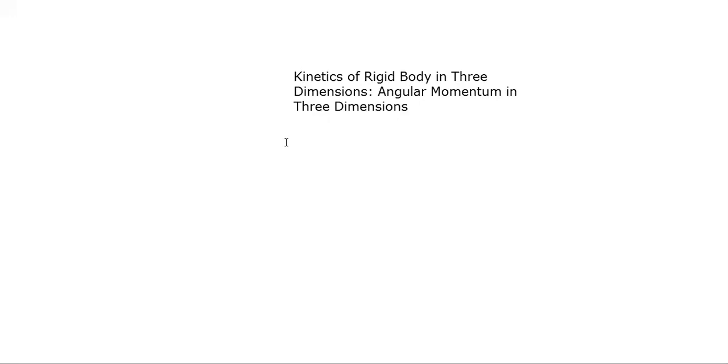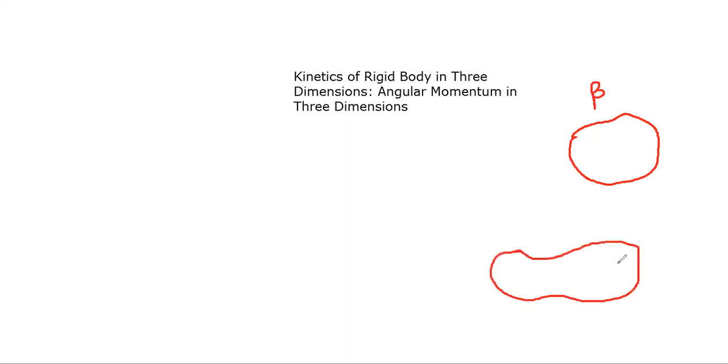So we begin our journey of kinetics of rigid bodies in 3 dimensions by first of all understanding the angular momentum of a rigid body in 3 dimensions. As far as the angular momentum of rigid bodies is concerned, assume that we have a rigid body, and we represent this rigid body by beta. This is a rigid body. And let's suppose we have a ground frame of reference, which we have been defining by J.